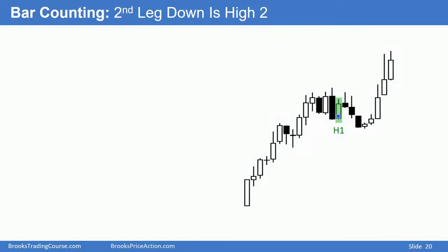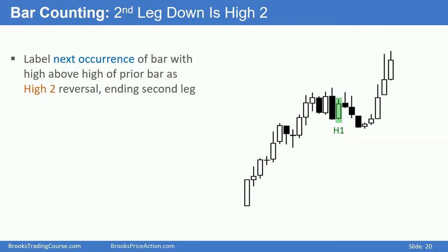Let's say we got a new high, a pullback, so a high 1 buy. And the next occurrence of a bar going above the high of the prior bar is a high 2. So we tried to resume up, we failed. We went down again. And this becomes a high 2 buy signal bar, and this becomes a high 2 entry bar because it went above the high of that bar.